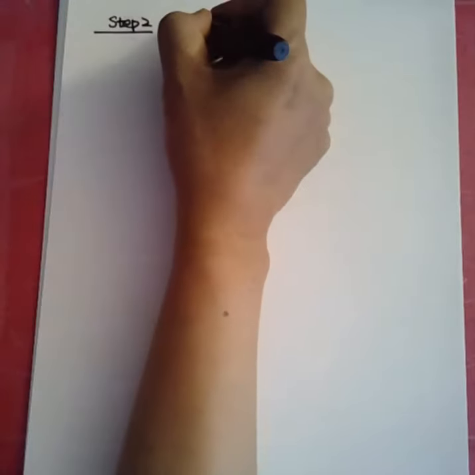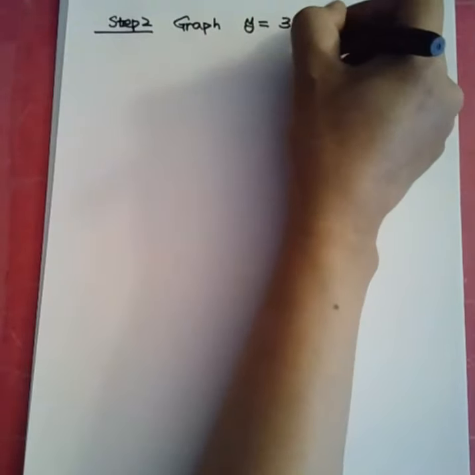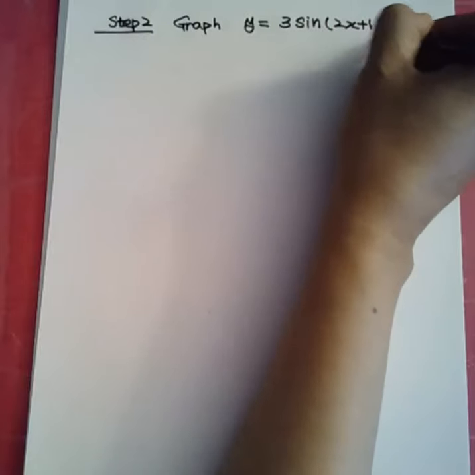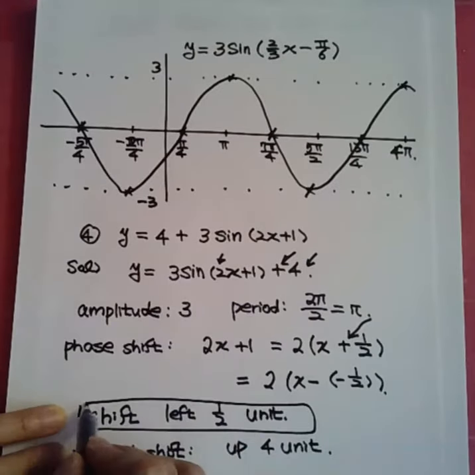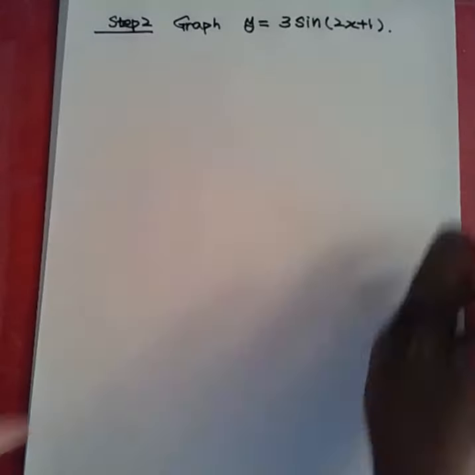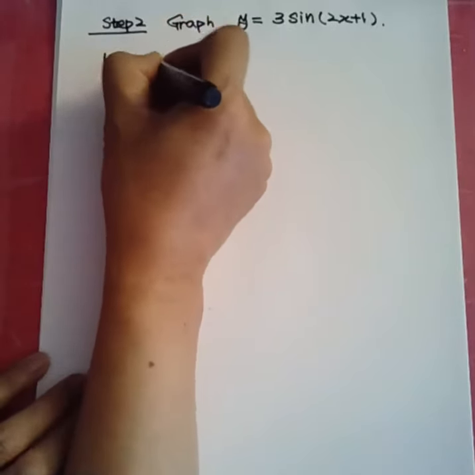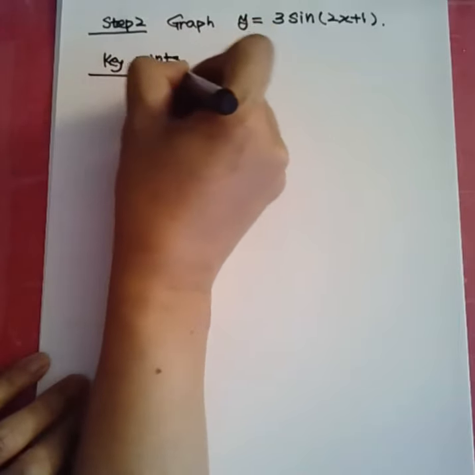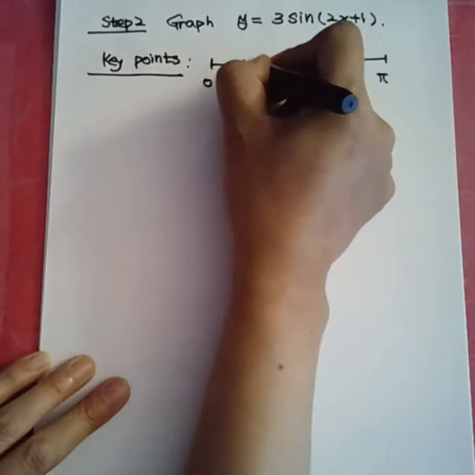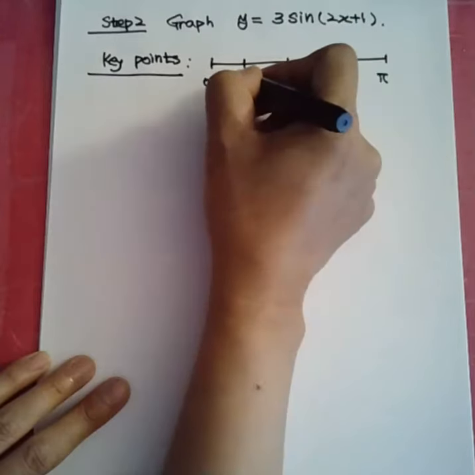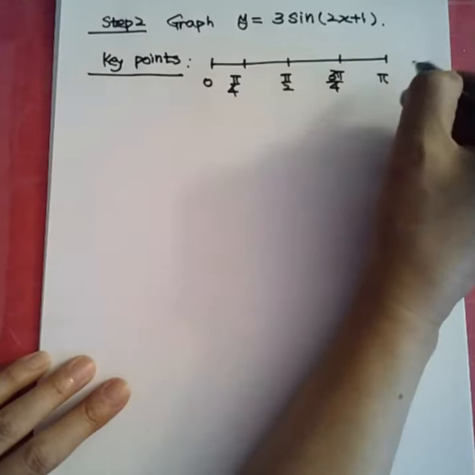Step 2, graph y equals 3 times sine of 2x plus 1. As we said, we have to shift left 1 over 2 unit, meaning we have to subtract 1/2 for each benchmark. Zero, and this is pi. This is pi over 2. This is pi over 4. This is 3 pi over 4. And we shift left 1/2.